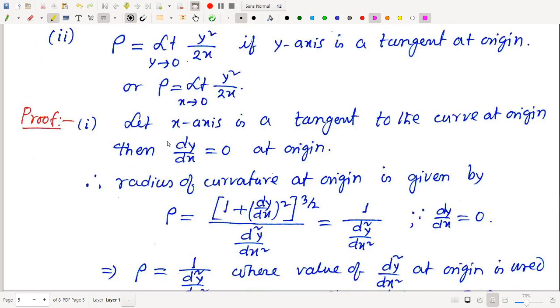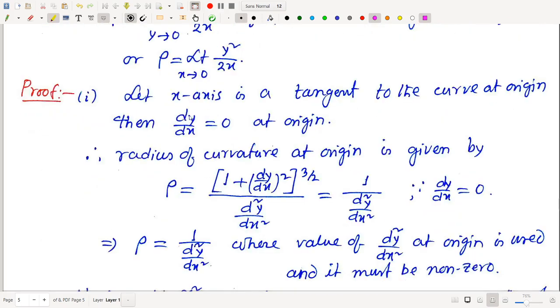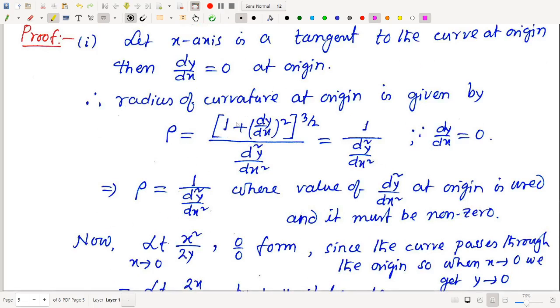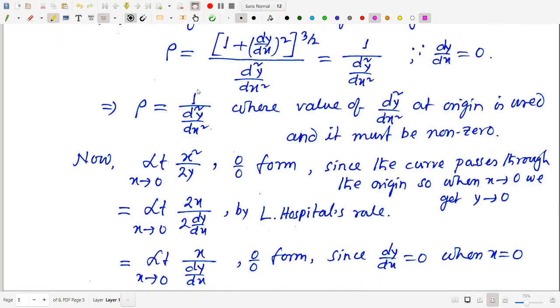Okay, so let us see the proof, for the first case at least. Let the x-axis be a tangent to the curve at origin, then dy by dx is 0 at origin. The slope of the x-axis is 0, that's why dy by dx is 0, because the x-axis is a tangent. Therefore radius of curvature at origin is given by ρ equal to (1 plus (dy by dx)²) to the power 3 by 2 by d²y by dx². But dy by dx is 0, so it is only 1 by d²y by dx². Of course we have to assume here d²y by dx² is not 0. So ρ becomes 1 by d²y by dx², where the value of d²y by dx² at origin is used, and it must be non-zero.